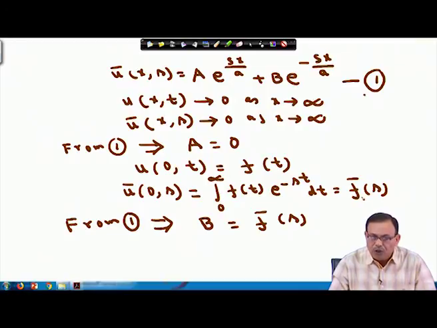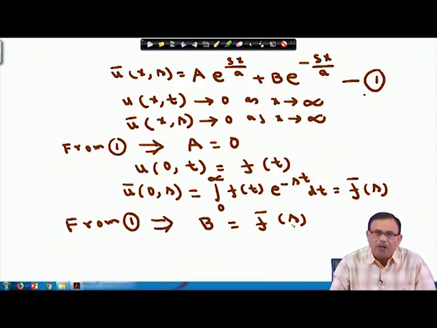So, u bar 0 s, I am saying, is f bar s. If I substitute in equation 1, a is already 0 if x is 0, so the e power term will not be there. So, only on the right hand side b will be there, and on the left hand side it is u bar 0 s, which is f bar s. So, b equals f bar s.